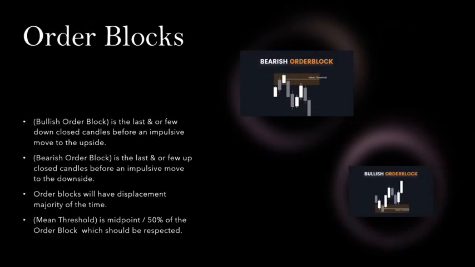Order blocks. So a bullish order block is the last and or few down close candles before an impulsive move to the upside. A bearish order block is the last and or few up close candles before an impulsive move to the downside. Order blocks will have displacement the majority of the time, and mean threshold is the midpoint or 50% of the order block, which should be respected.